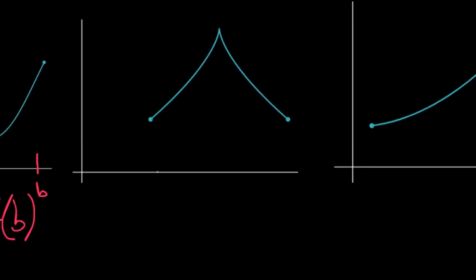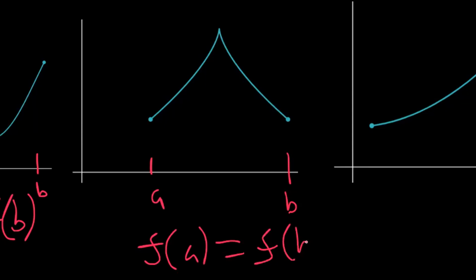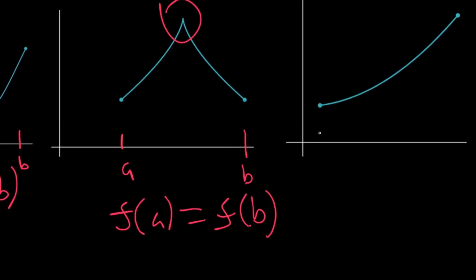This second graph, notice the function is continuous between a and b, and f of a equals f of b. The y values are the same. But notice there is a point where f prime does not exist in between the endpoints. In other words, this function is not differentiable on the entire interval between a and b, so Rolle's theorem does not apply. And finally, this third example, here's a and b.